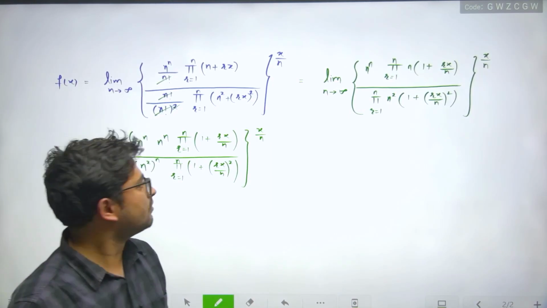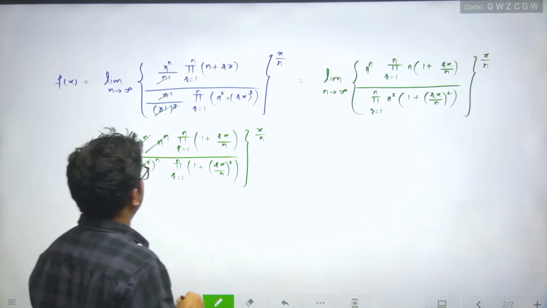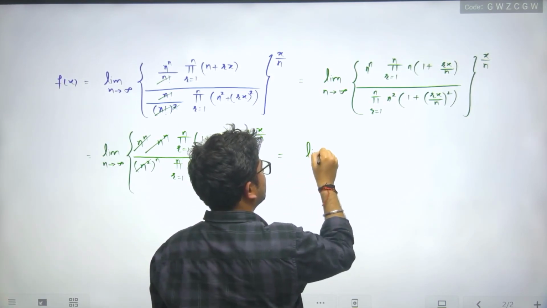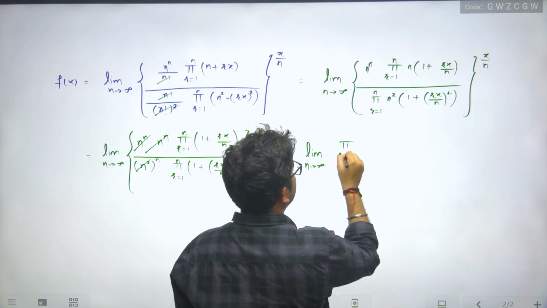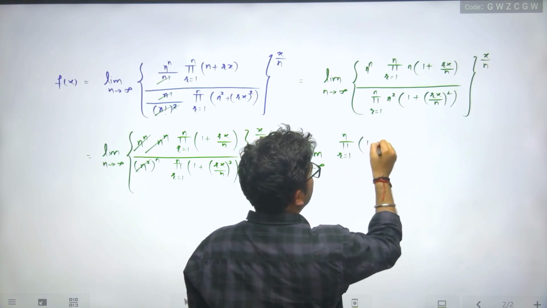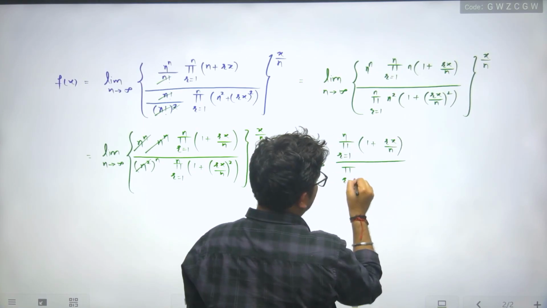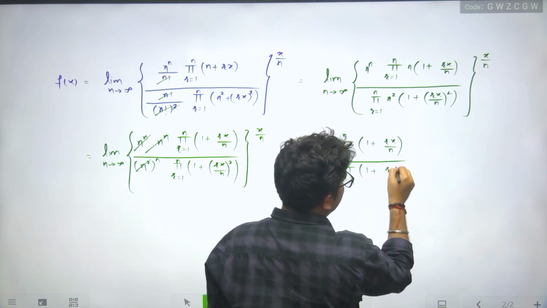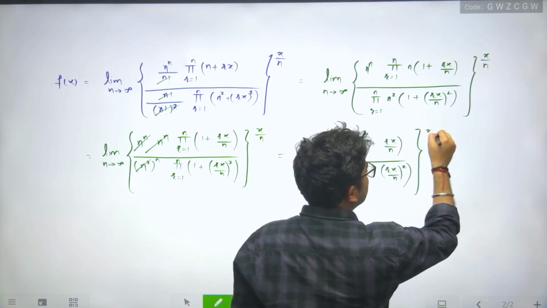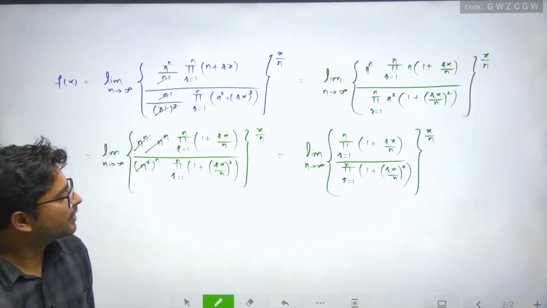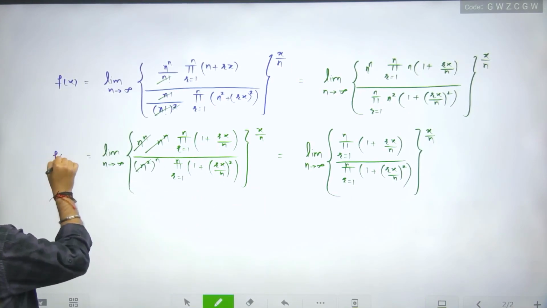Got it? Next one. So this is n power 2n, this is n power 2n. You can cancel this. And we are left with limit n tends to infinity of product r equal to 1 to n of (1 plus rx by n), divided by product r equal to 1 to n of (1 plus rx by n) whole square, and whole to the power x by n. So this is your f x.